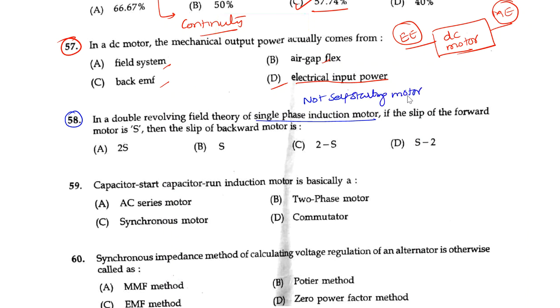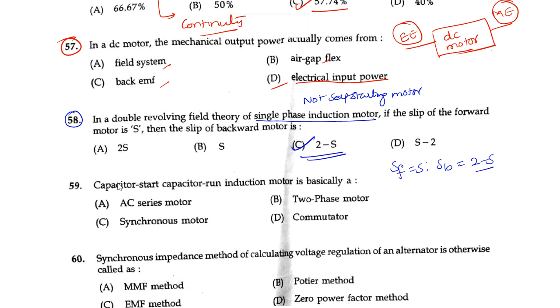Now, in order to make it self-starting, we provide some auxiliary winding, and pony motor techniques are also there. With the help of these techniques, we are going to start the motor. So the forward slip is S and the backward slip is 2 minus S here. So answer C is the right option for this question.